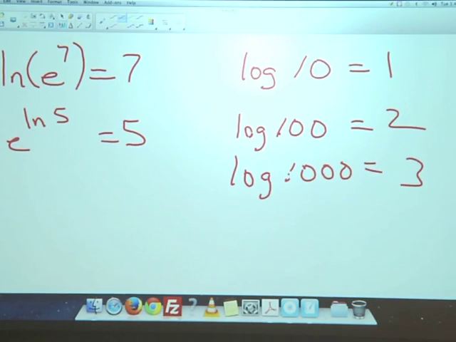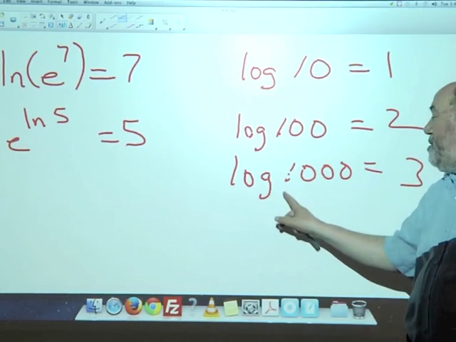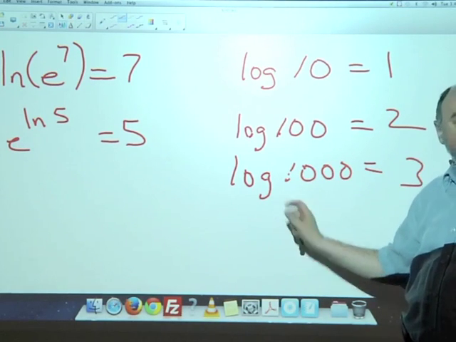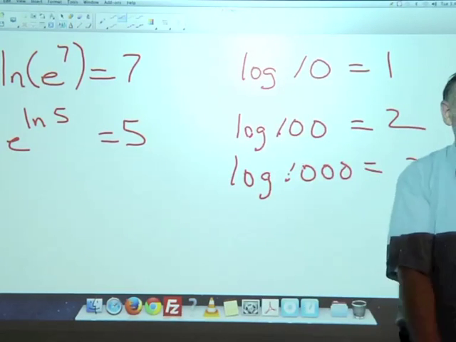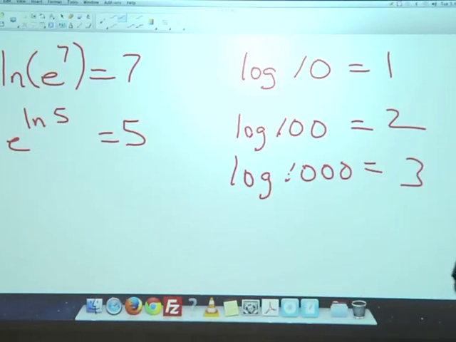Okay. So when there is no number down here, then it's assumed to be base 10. Okay? And then natural log is always base e. Okay? In terms of logarithms. But you can do logarithms based on whatever base you want. Okay? As far as that's concerned. Right?